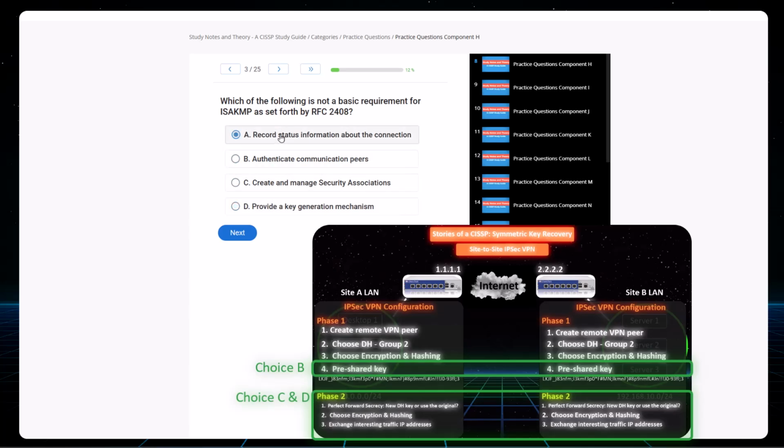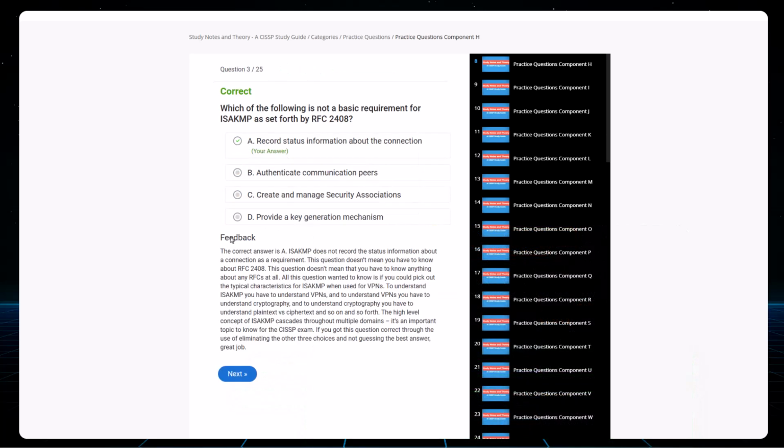I'm going to say choice A, record status information about the connection, is not a basic requirement for ISAKMP. Yeah, that's right.